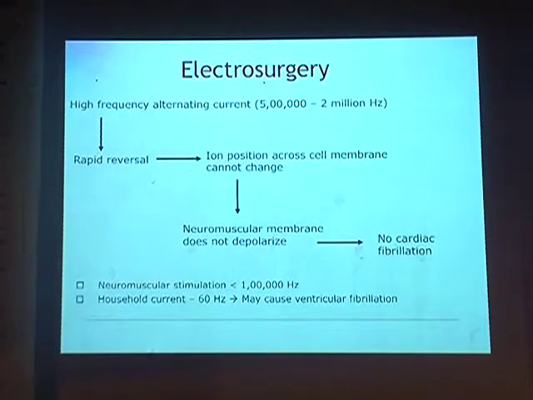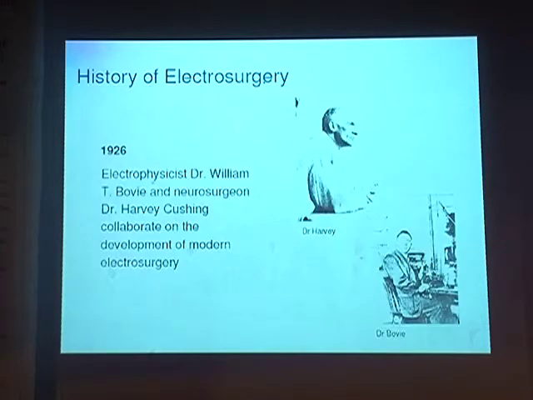The cells cannot change, so there is no effect on the muscles or tissues if we apply that electricity, and the generators do this job. So there will be no cardiac fibrillation, nothing. But normal domestic electricity can cause cardiac fibrillation, muscular fibrillation, and all these. This is a brief history. It's a combination of a physicist and a surgeon who invented something which we are enjoying now in surgery.